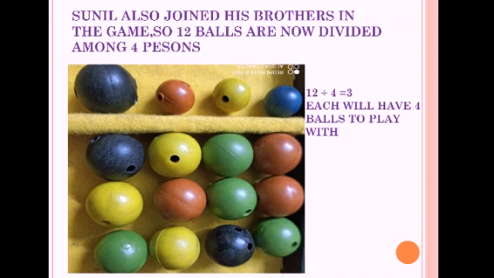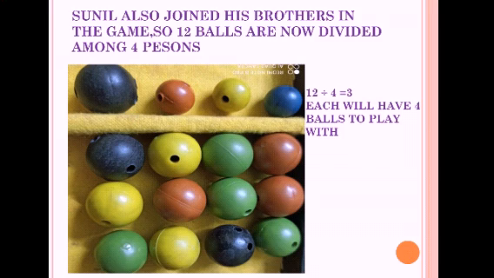In the last picture we saw Sunil distributed the ball among his brothers. So his brothers were playing. Now Sunil also joined the game. So when Sunil has joined the game, he cannot play without the balls. Now what will happen? The balls are already distributed among his 3 brothers. So now they will redistribute.